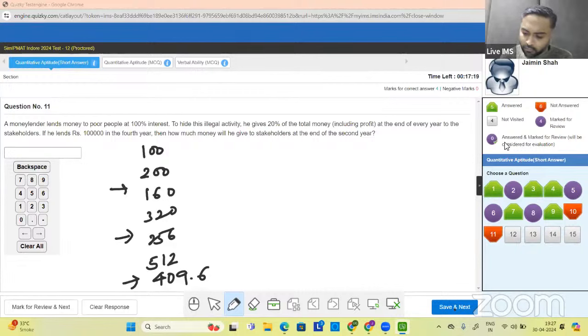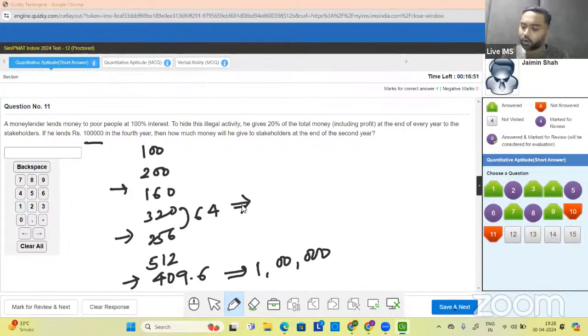Okay. Now fourth year बोला है तो fourth year में he has 1 lakh rupees basically. So basically this value is equal to 1 lakh. Then how much money will he give to the stakeholder at the end of second year? At the end of second year बोला है तो कौन सा वैल्यू आएगा? अच्छा, given to the stakeholder. So basically the different amount 64 is given to the stakeholder is how much basically?